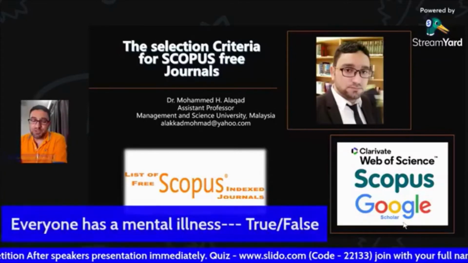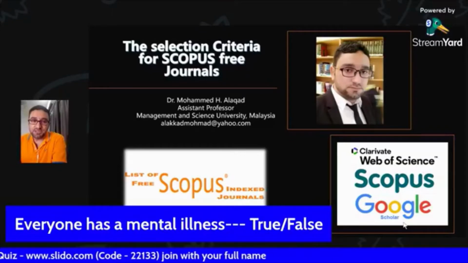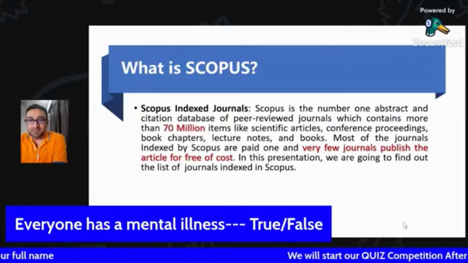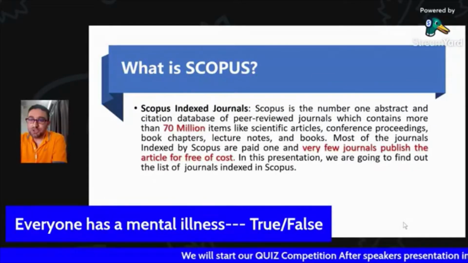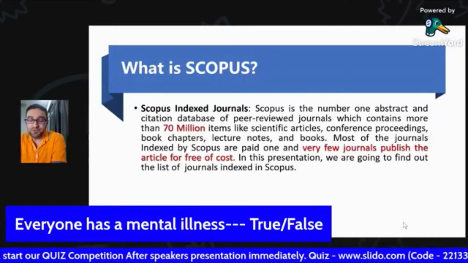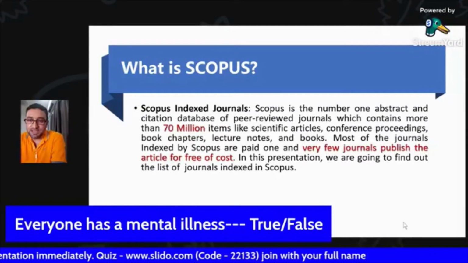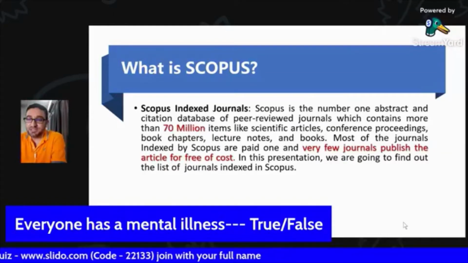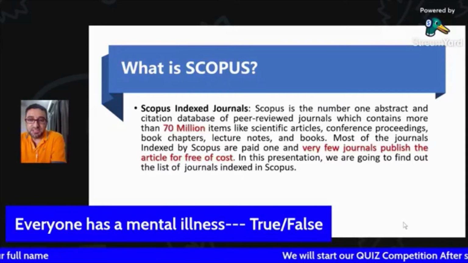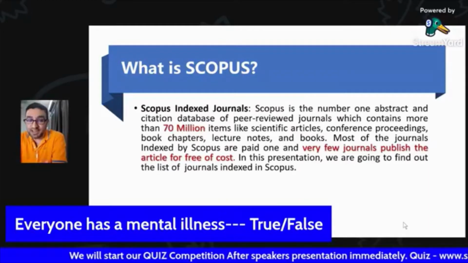So today we are going to cover the selection criteria in order to publish in free Scopus journals. First of all, we need to understand what Scopus is. Scopus is the number one abstract and citation database of peer-reviewed journals, which contains more than 70 million items, for example scientific articles, research conferences and conference proceedings, books, book chapters, lecture notes, and so many other items. Most of these are academic items.